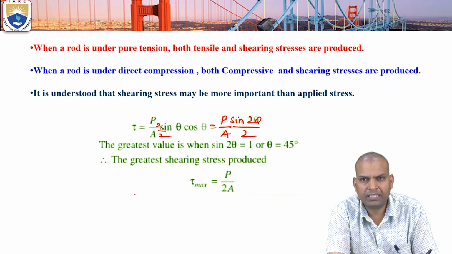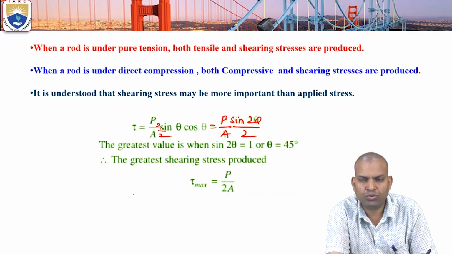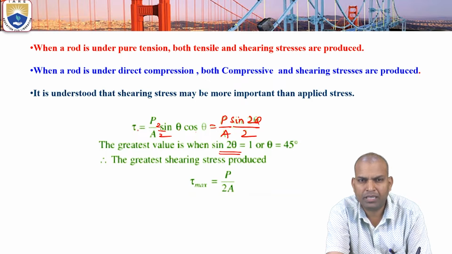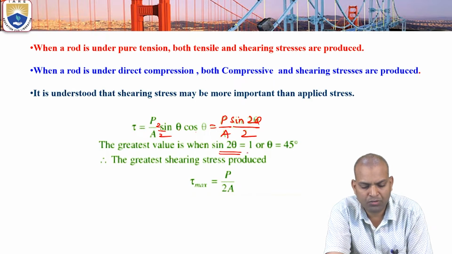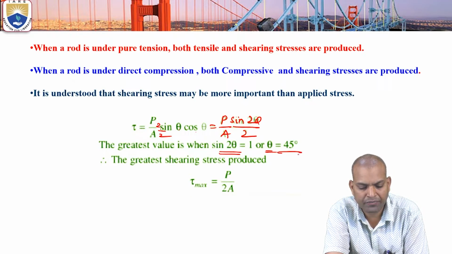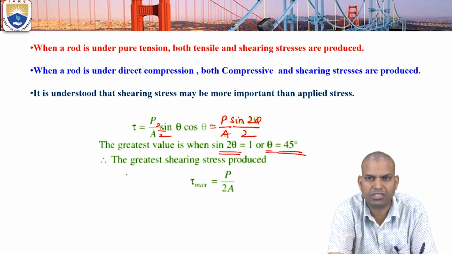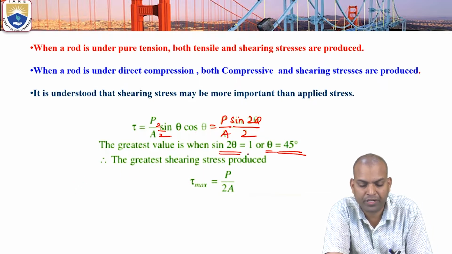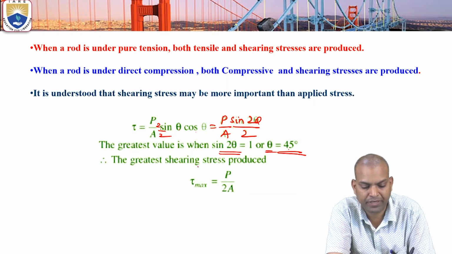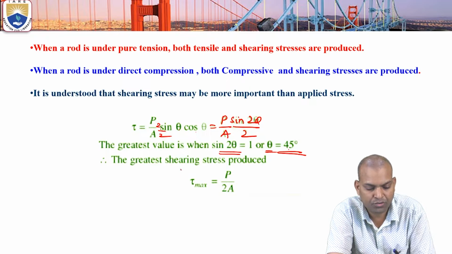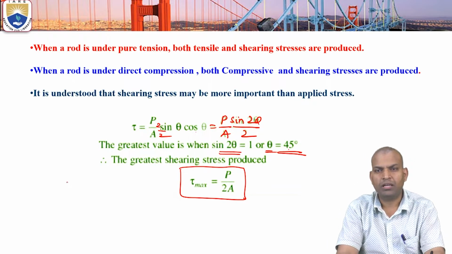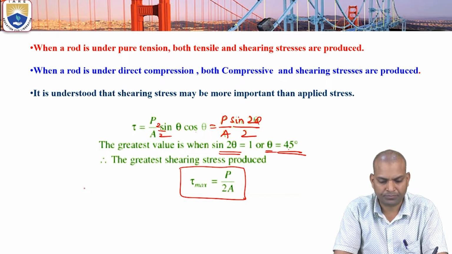Now when sin 2 theta equal to 1, then only the greatest value can be observed. Sin 2 theta equal to 1, then theta becomes 45. The greatest shear stress is produced when the angle theta equals 45. Substituting theta equal to 45, it becomes P by 2A, tau maximum. The maximum shear stress equals P by 2A.